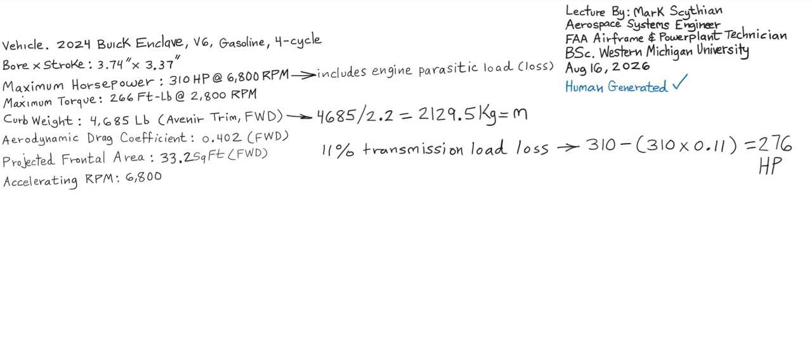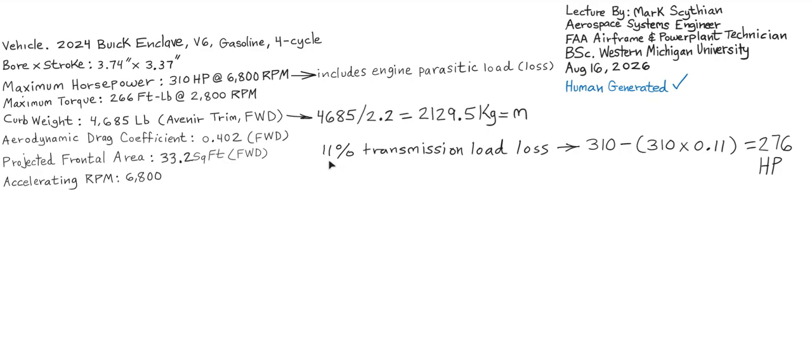then add a few additional details, such as the maximum horsepower includes the engine's parasitic load loss, the power loss to not just keep the engine running, which is the brake thermal efficiency, but also the power loss to drive the alternator, water pump, oil pump, etc. And so after excluding the parasitic load loss for the engine, in this case the dynamometer registers 310 horsepower at 6,800 RPM. So we have this under control as a certified specification.